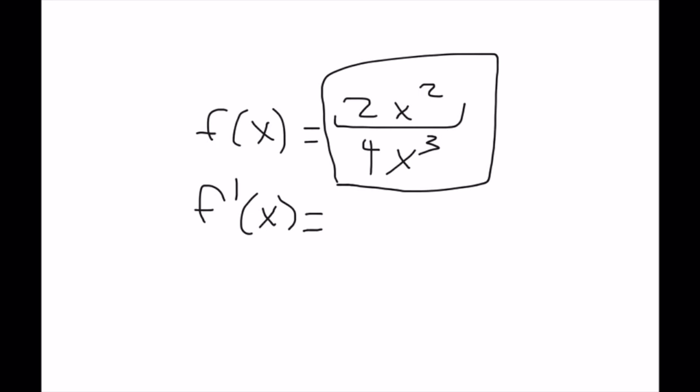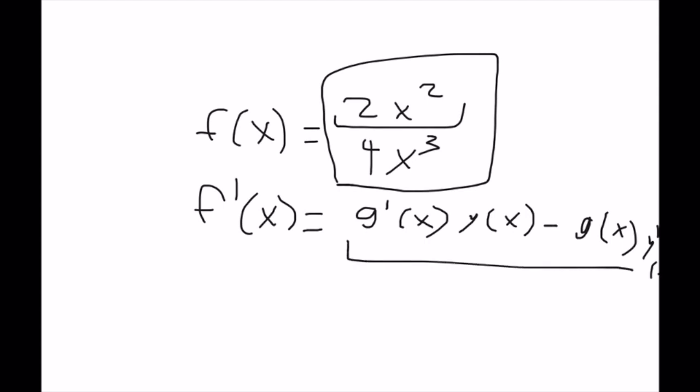Now, coming back to what I mentioned before, the formula for the quotient rule is g prime of x times y of x minus g of x times y prime of x, that's the y prime there, over y of x the whole squared.